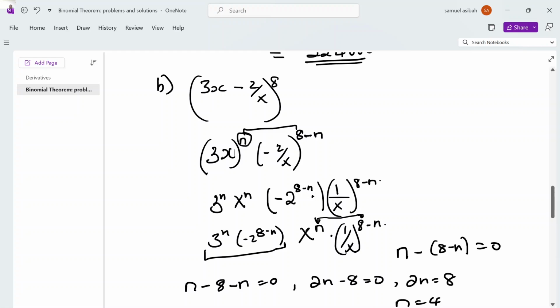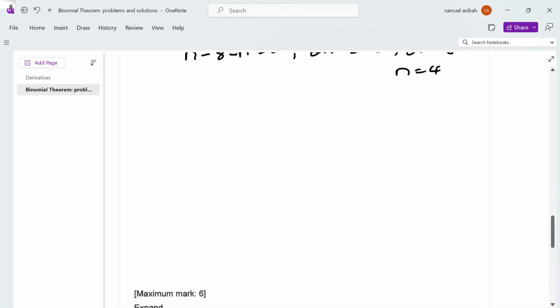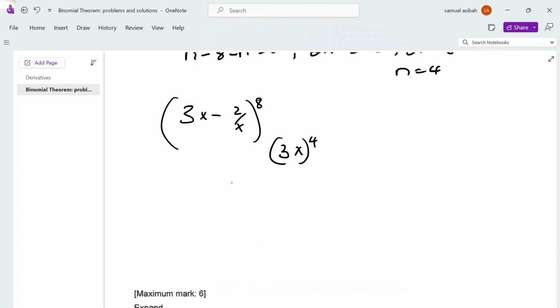So now we can confidently say that we have 3x minus 2 over x raised to 8. This is what we had before. For us to get the constant term, both powers have to be 4. So we have 3x raised to 4, then negative 2 over x raised to 4. So this now will give you a 0. Now we get the coefficient here, then we can get the constant term.